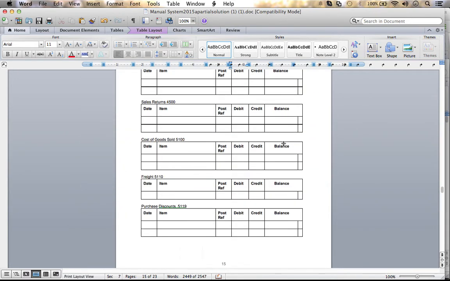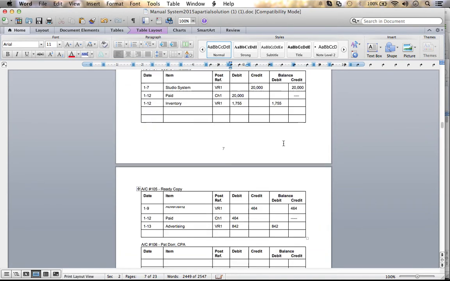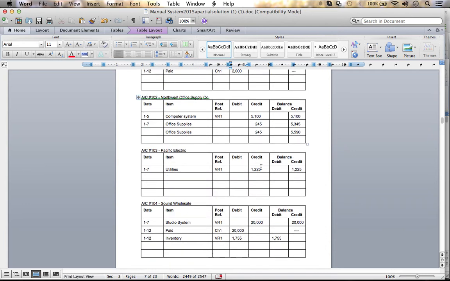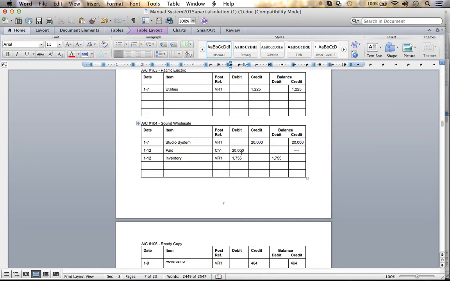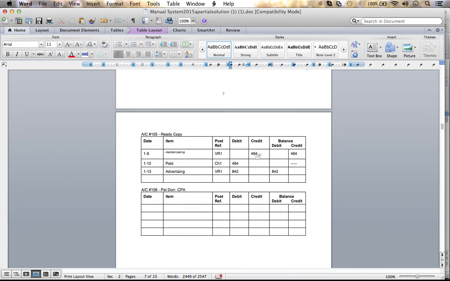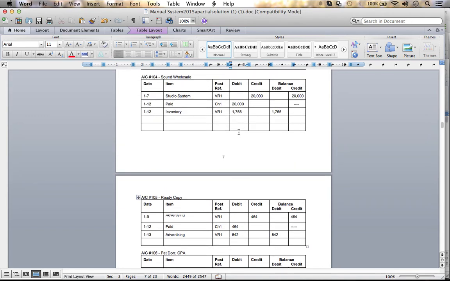Those amounts will need to be debited in the accounts payable subsidiary ledger. Since we're reducing the liability, we reduce the amount owed in the subsidiary ledger. So Seattle Property Management we paid off on the 12th, so there's a debit of $2,000. The other one we paid was Sound Wholesale for $20,000. So that's here. And then we also paid Ready Copy for $464. All right. Note, by the way, there's a mistake here in purchasing inventory. These should be credited. $1,755 should be credited here.